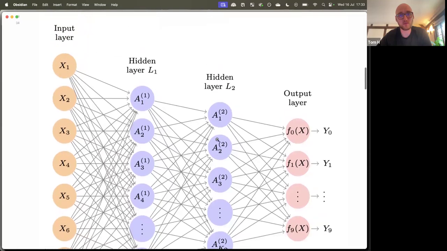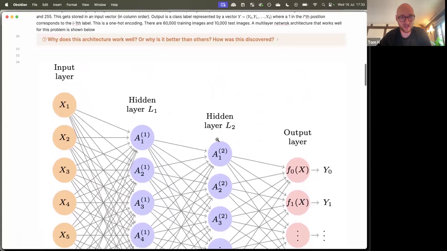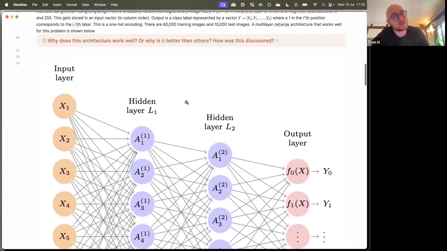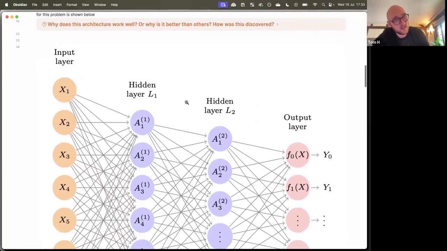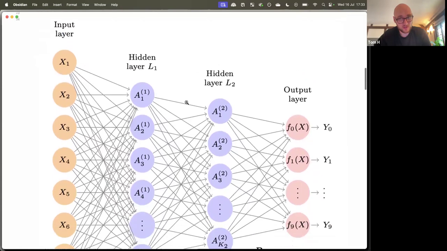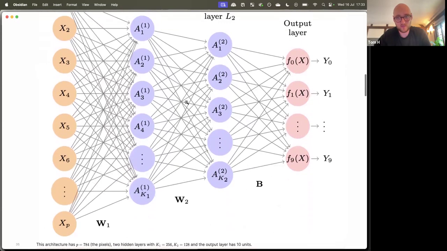And my question here, which I don't think the book answers, is why does this architecture work well? As a practitioner, why would I think to design my network like this? Or why is it better than others? And how was that discovered? I don't know if anyone has any thoughts or answers to that question.